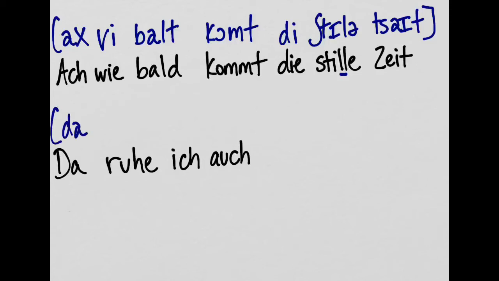And then da. Here we have our flipped R, ru. U before an H will be pronounced the closed U, oo. Then we don't pronounce this H in the middle of the word, and we just go right to the schwa. So we get Ruhe. I before two consonants, and our Ichlaut again, and then the A-U diphthong with an Achlaut. Ach, wie bald kommt die stille Zeit, da ruhe ich auch. And I want you to hear the difference. Ich, auch.